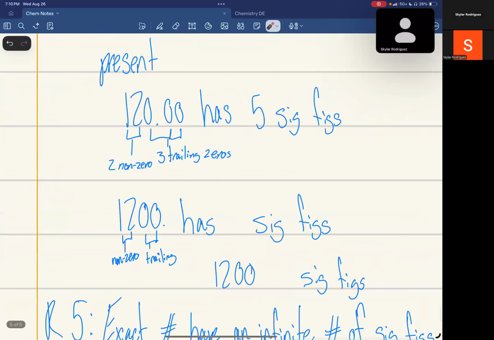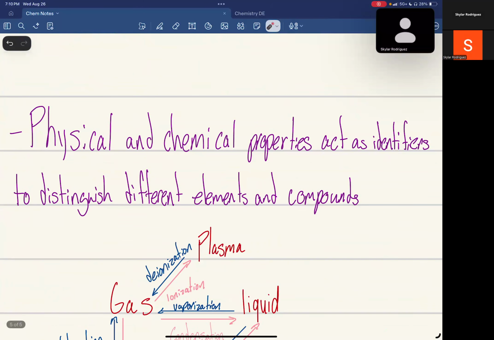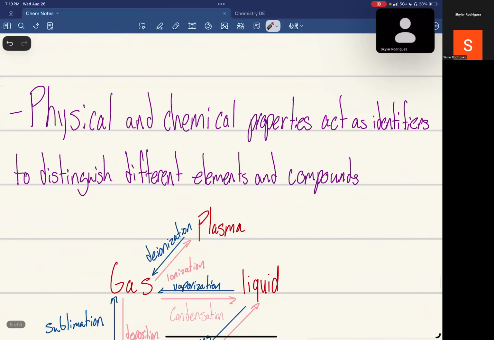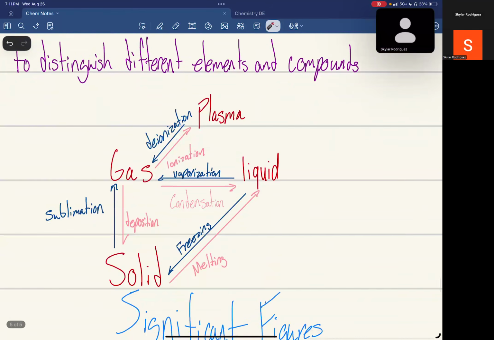And let's go all the way up. Physical and chemical properties act as identifiers to distinguish different elements and compounds. This is important to know. Now, there are several ways to describe matter as it transitions from one physical state to another. Here's a diagram to see the different ways.